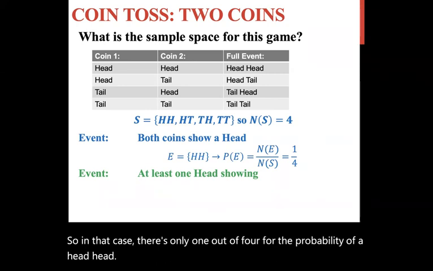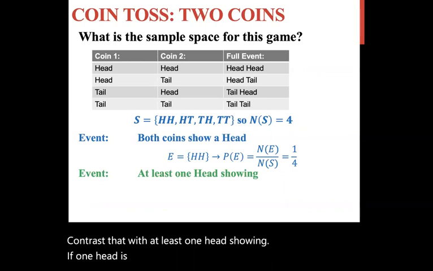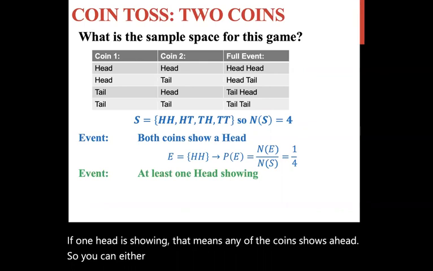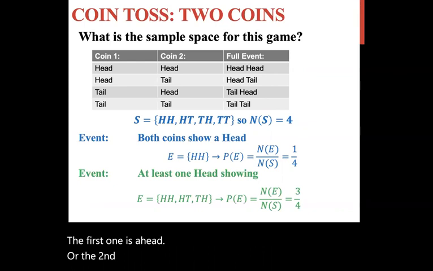Contrast that with at least 1 head showing. If 1 head is showing, that means any of the coins shows a head. So you can either have both of them showing a head, that's at least 1. The first one is a head, or the second one's a head. So you actually have 3 out of 4 possibilities for that event.